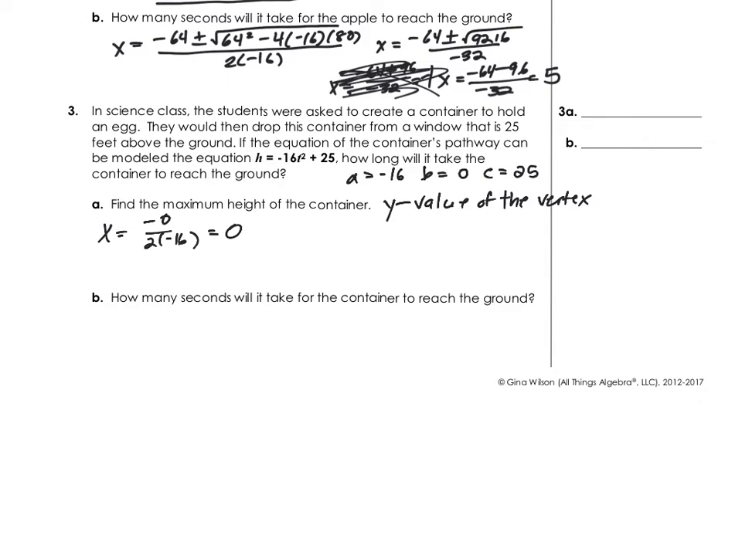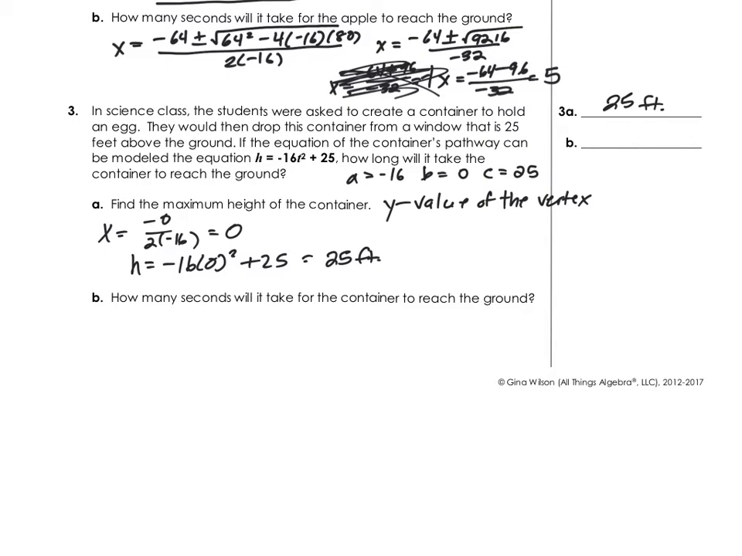Now let's see what happens when I plug this into the equation. H equals negative 16 times 0 squared plus 25. Well, 0 squared is 0 times negative 16 is 0. So this is just going to give me 25 feet. So this thing was at its maximum height when it was dropped from the window. Never went any higher. They didn't throw it up. They just dropped it.